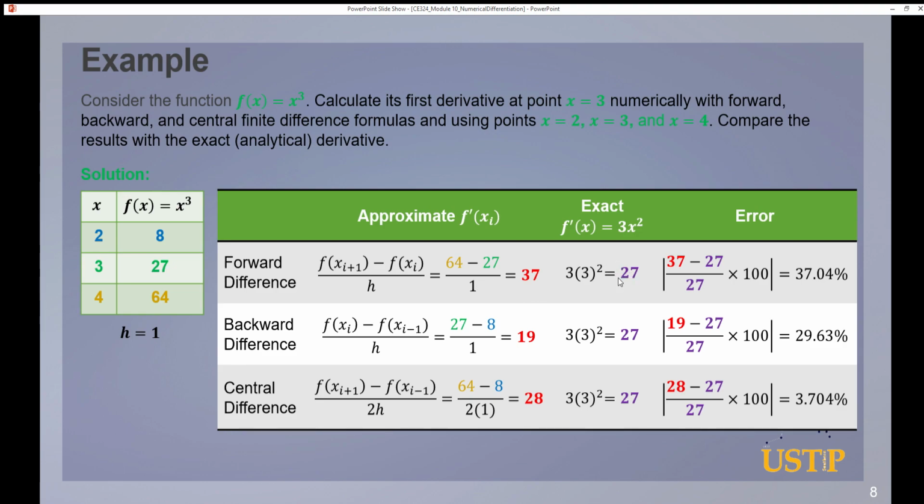27 is the true value, the true derivative, and these are the approximated ones. The errors are around 37%, 29%, and 3%. You can observe that the central difference has the smallest error, while the forward difference has a large error.